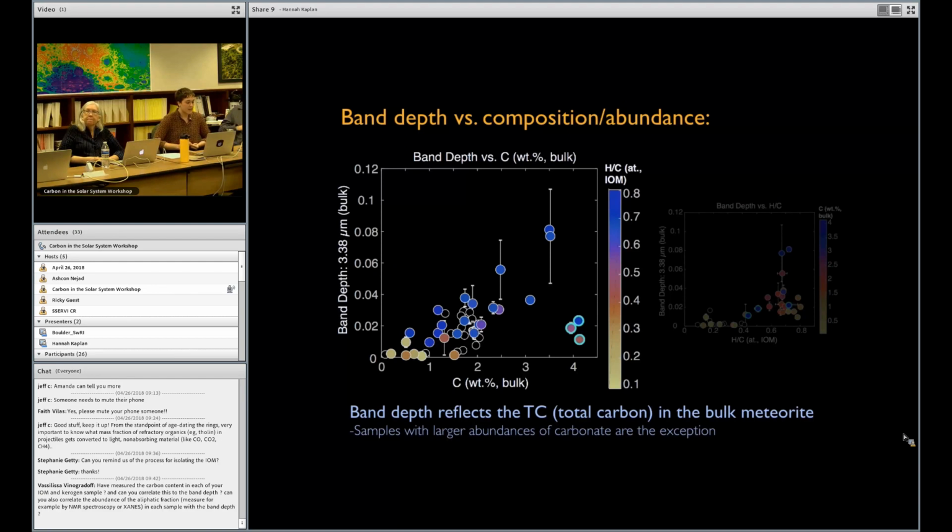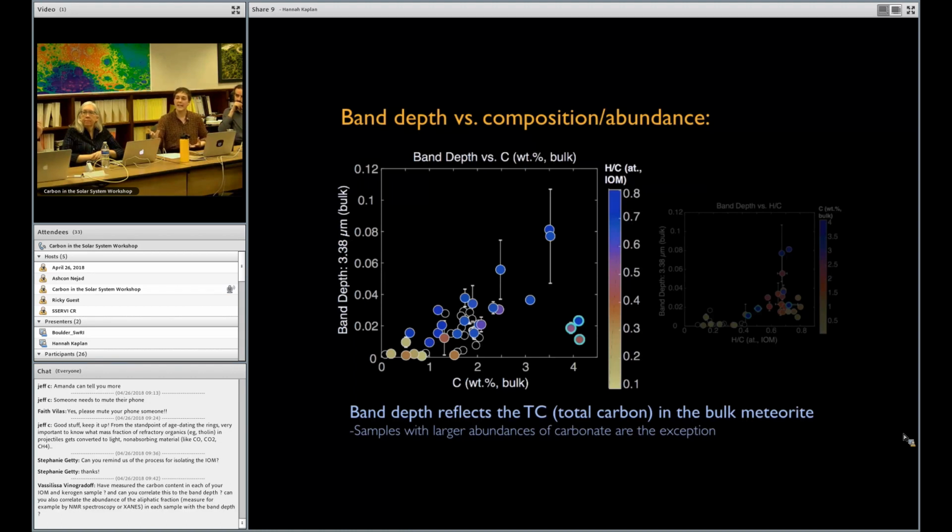So here is a plot where we compare band depth of the spectra to bulk carbon. And for the most part, there's something there. I think you could say that the band depth seems to increase with bulk carbon. The exception is 3 samples, which are all Tagish Lake, which is really interesting. Tagish Lake has an exceptional amount of carbonate. And so this bulk carbon value reflects also the amount of carbonate in the sample.